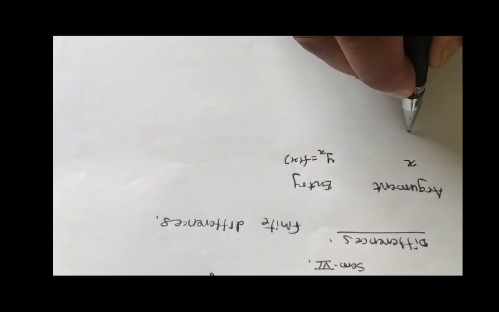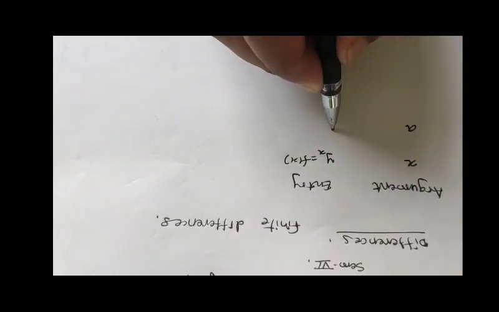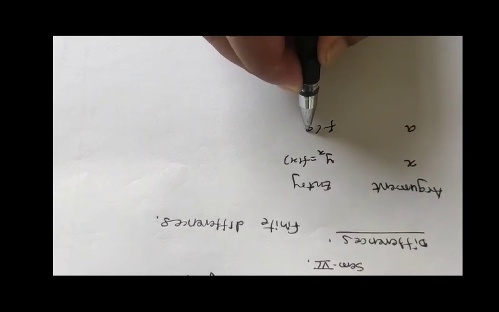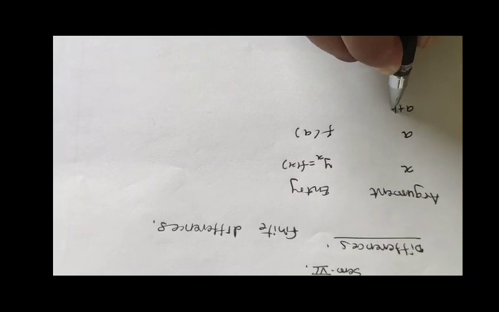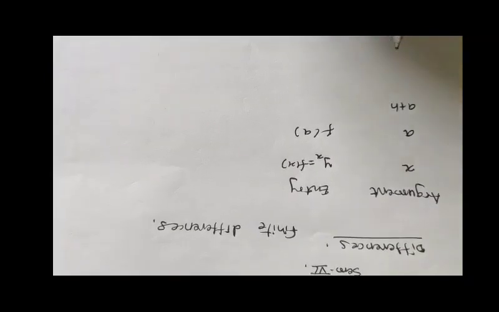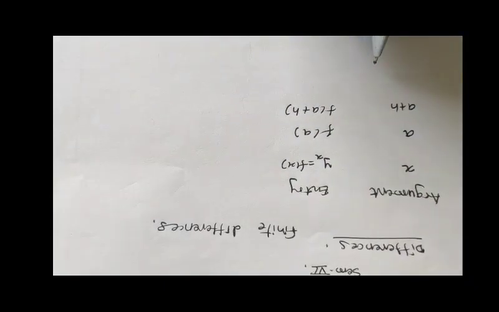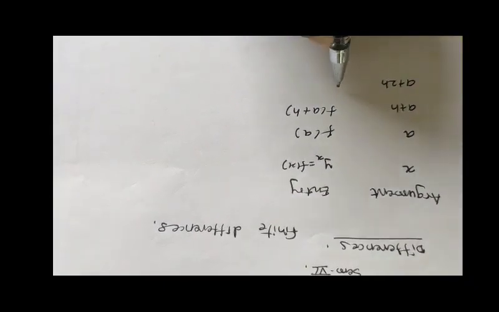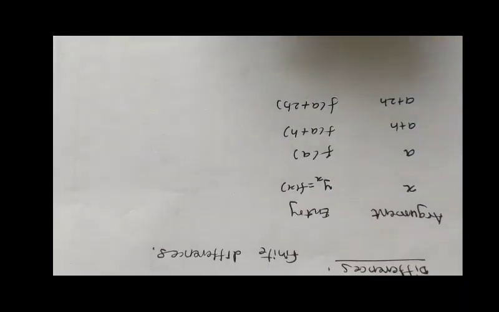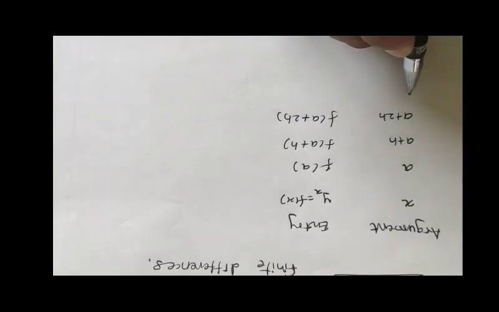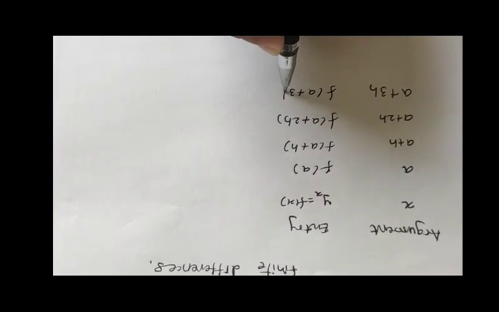If we put x equal to a, we get the corresponding value f of a. If you put a plus h, the next element, we get f of a plus h. If you put a plus 2h, the next element, we get f of a plus 2h. If you put a plus 3h, we get f of a plus 3h.